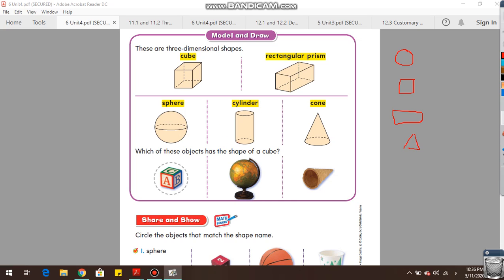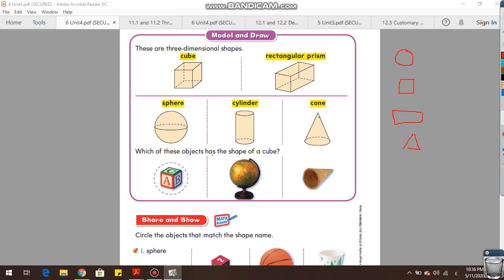And I have cylinder. Cylinder, actually, it's very similar to our pencil cases or to our bottles. And I have here a cone. Cone, it's like a birthday hat or a party hat. So I have cube, rectangular prism, sphere, cylinder, and cone.